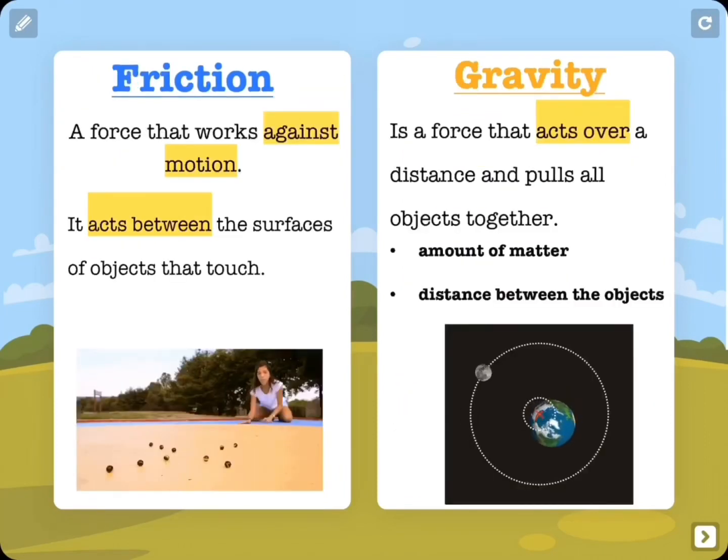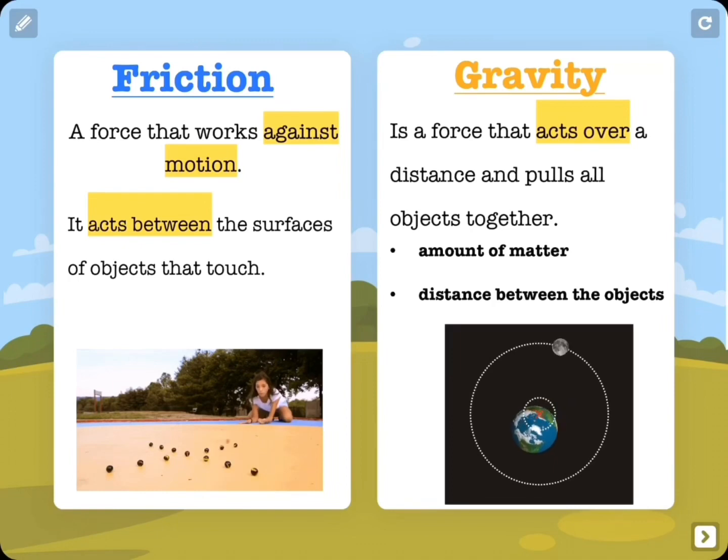Now that we know that all objects with mass have inertia, what is it then that brings a rolling marble to a stop? Why doesn't it keep rolling with the same velocity forever? The answer is friction. Friction is a force that works against motion. It acts between the surfaces of objects that touch. The surfaces rub against each other, and this will slow down the object or completely stop it.